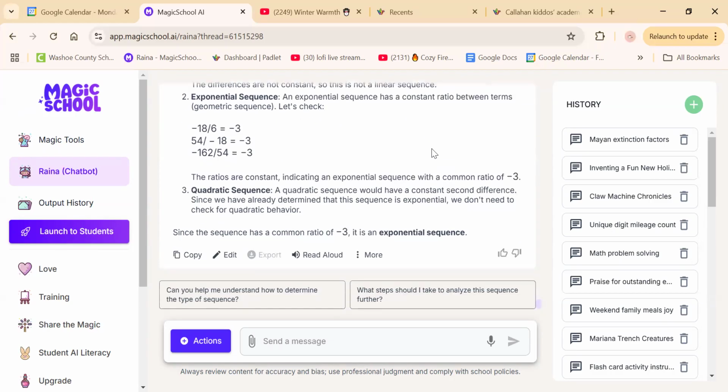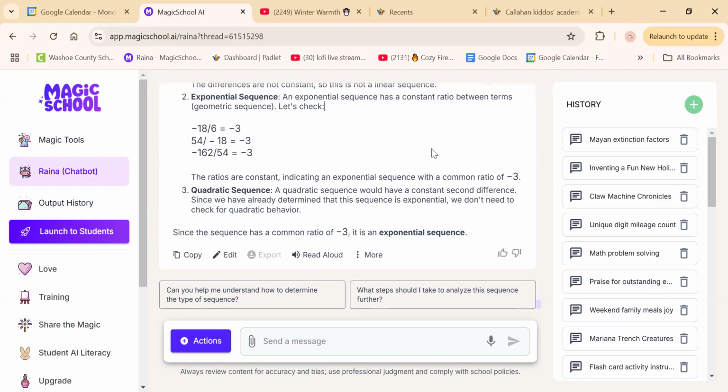Quadratic. A quadratic sequence will have a consistent second difference. I think that's the one when, remember, we said it was plus 6, plus 8, plus 10, plus 12. Do you remember that? That's the first pattern. The second pattern between the 6, 8, 10, there's a difference of 2, right? That was quadratic. A quadratic sequence will have a consistent second difference.